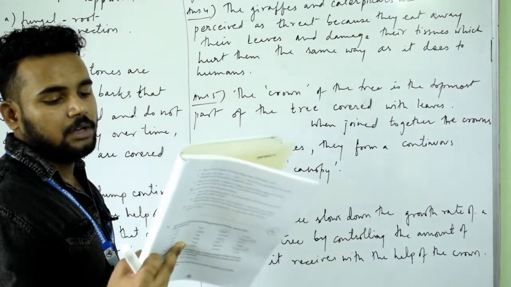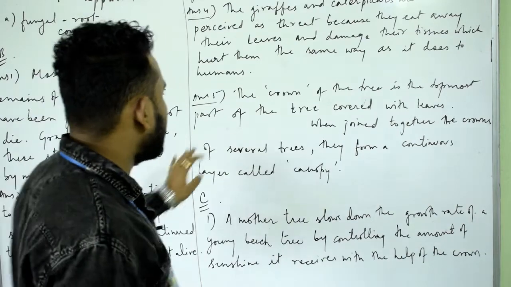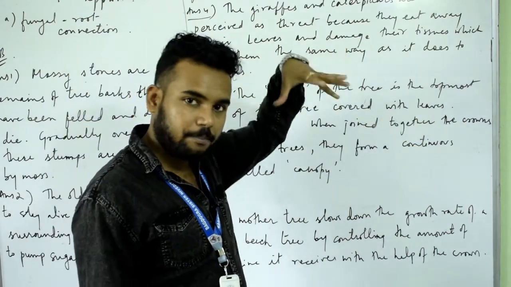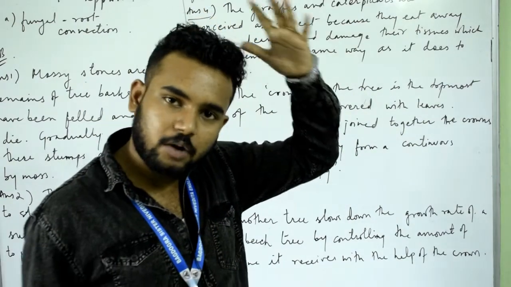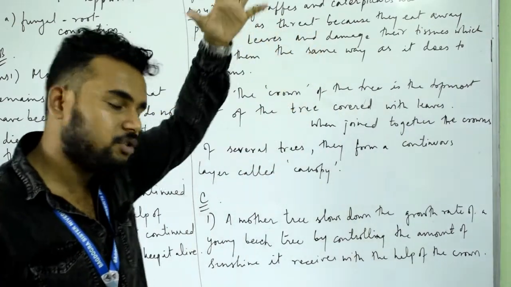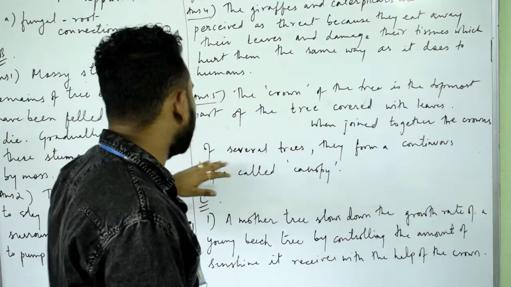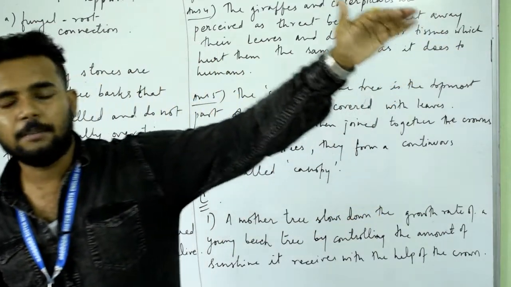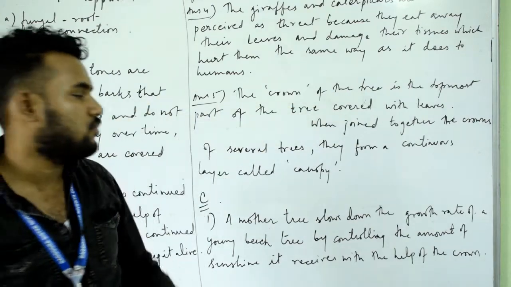Number 5, what is the crown of the tree? The crown of the tree is the topmost part of the tree covered with leaves. Understood? You know crown king का होता है, तो वैसे tree का crown क्या है? उसका topmost part. When the crowns of several trees join together, they form a continuous layer. जब सारे crowns को जोड़ देंगे एक umbrella बन जाएगा. You will have an umbrella that is known as a canopy.